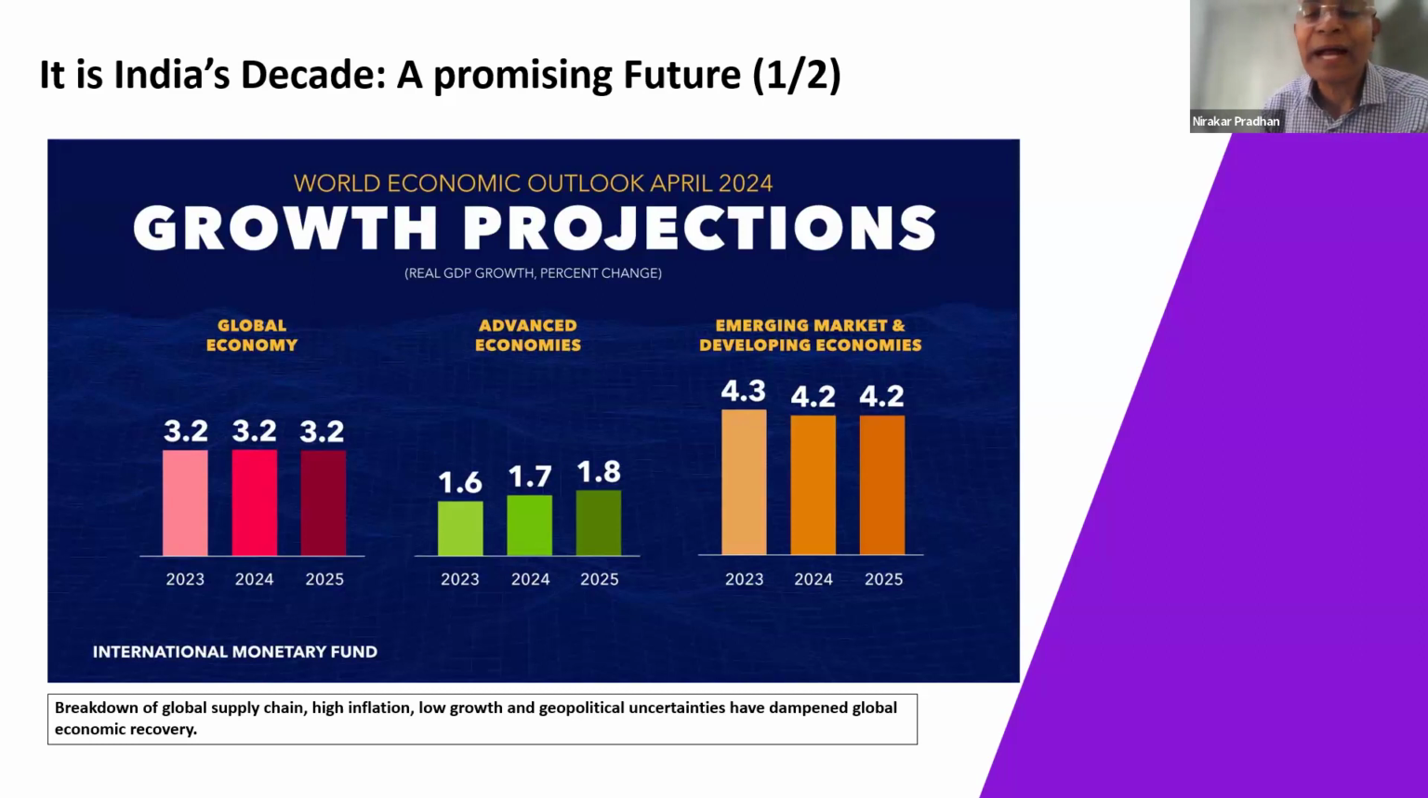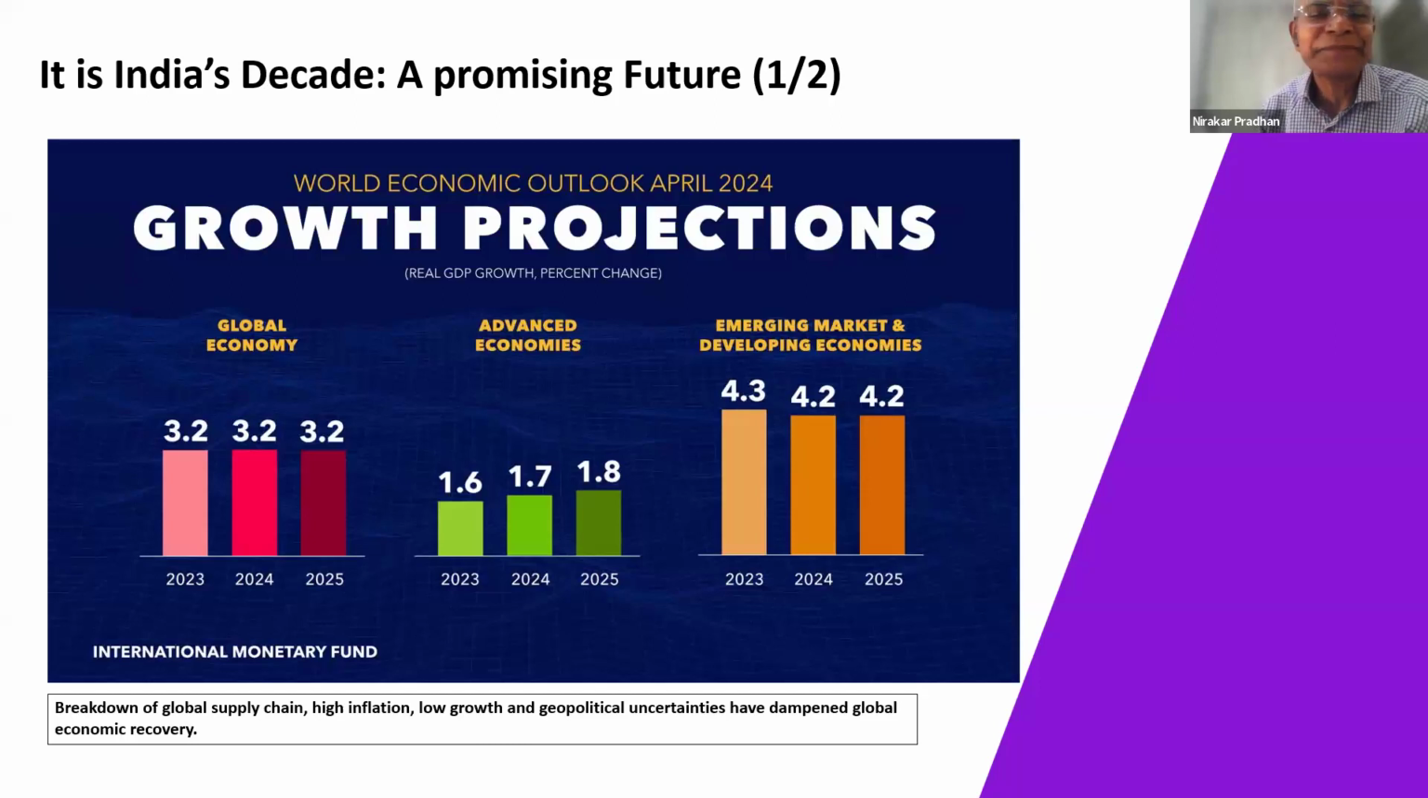This chart that you see was released a couple of days ago by the IMF, the International Monetary Fund. What you see is World Economic Outlook growth projections. So global economy, in the middle is advanced economy, that is rich countries, and to the right is emerging market and developing economy, countries like India and still poorer countries, right? Going to the left side, we see 2023, 3.2% growth. Last year, world GDP grew 3.2. Next year, that is 2024, 3.2. Next year, 2025, also 3.2.